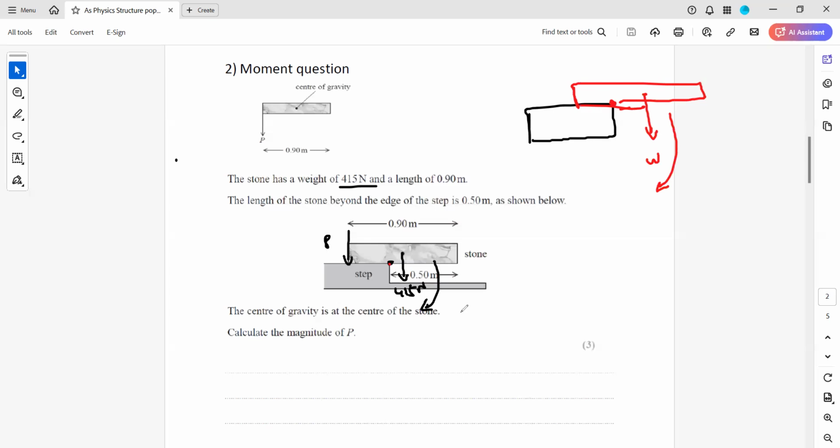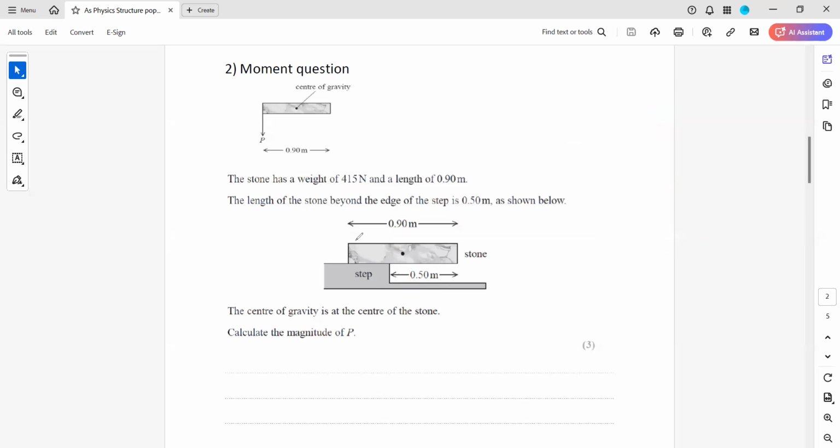So it will cause a clockwise rotation. So it will be 415 times... We always take the distance from the pivot. So how much is this distance? What will be this distance? Here is an object, and a weight is acting downward. So it will be 0.05. How do you get this 0.05 distance?